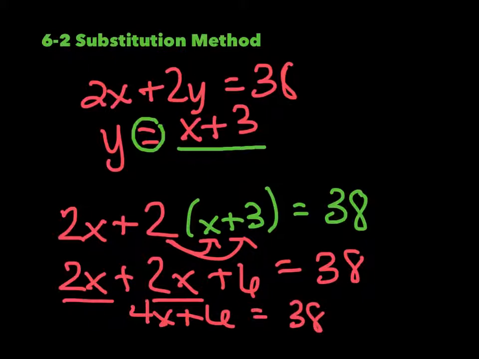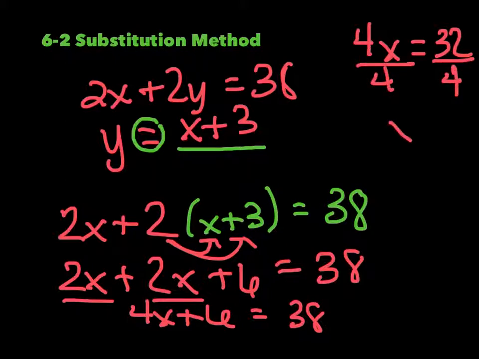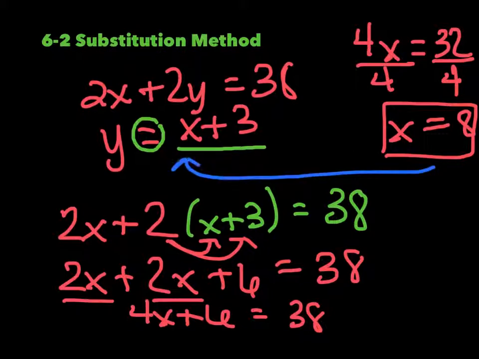Sorry, I'm running out of room. I'm going to subtract 6 on both sides. I'm going to jump up here. I'm subtracting 6 on both sides, so that's 4x is equal to 32. So I divide both sides by 4, and so I get x is equal to 8. Once you get x is equal to 8, I'm going to plug that in right here, and my y should be 11. So my x is equal to 8 and my y is 11.